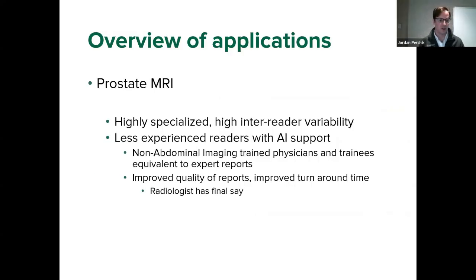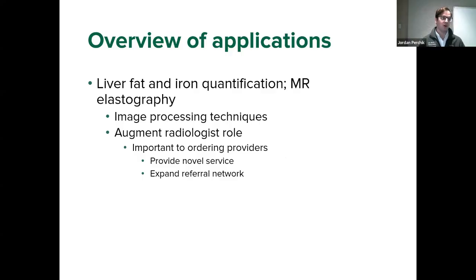So prostate MRI is one of the targeted areas, and that's because of these specific features, that it's highly specialized. It's an area that really could use more support, where we have higher inter-reader variability, potentially lower quality reports, and our less experienced readers could really benefit from this AI support, as opposed to maybe our more specialized readers who might not see the same benefit. So someone who reads a lot of these, who's had some specialty level training, might not see the same benefit as someone who hasn't had this level of training.